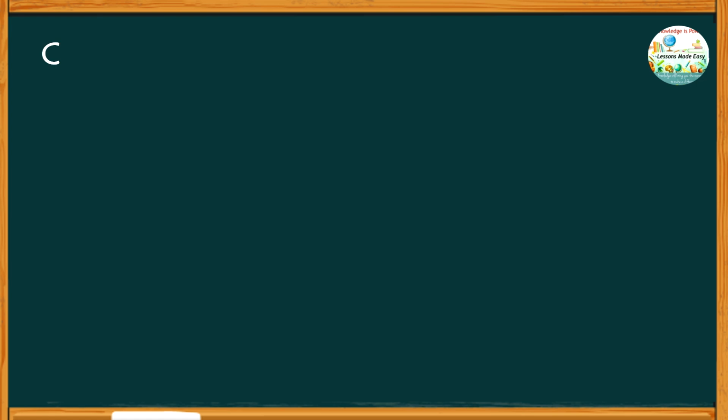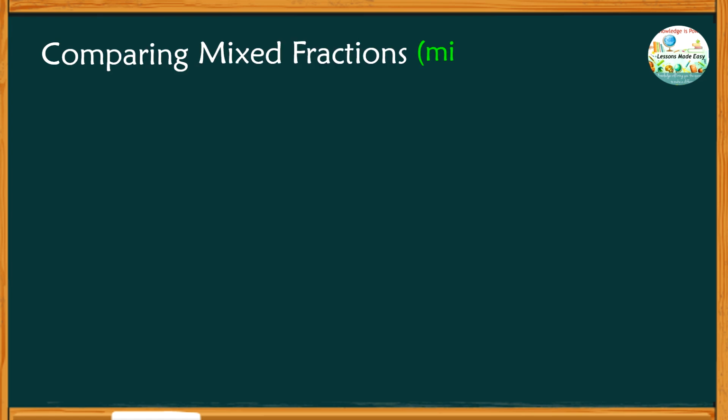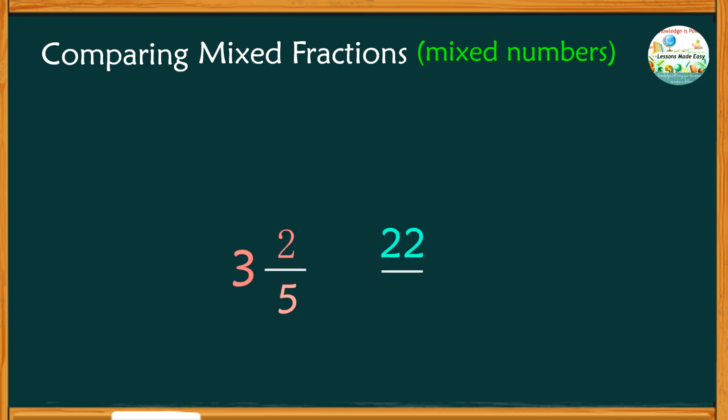Let's do another comparison involving mixed fractions or mixed numbers. Compare 3 and 2 over 5 to 22 over 7. The first thing we should do is convert the mixed number into the equivalent improper fraction. In doing so, we multiply the whole number, which is 3, with the denominator of 5, and the product, which is 15, is then added to the numerator, that is 2.